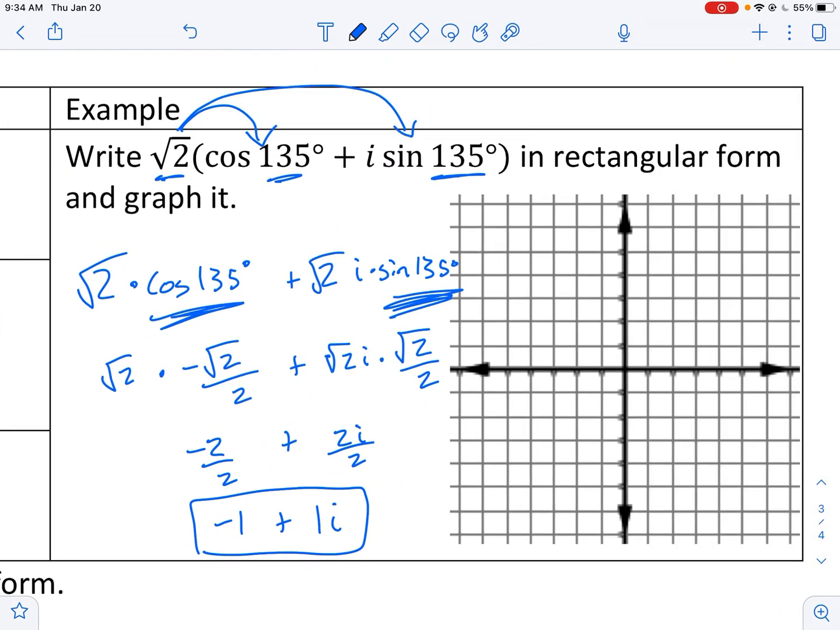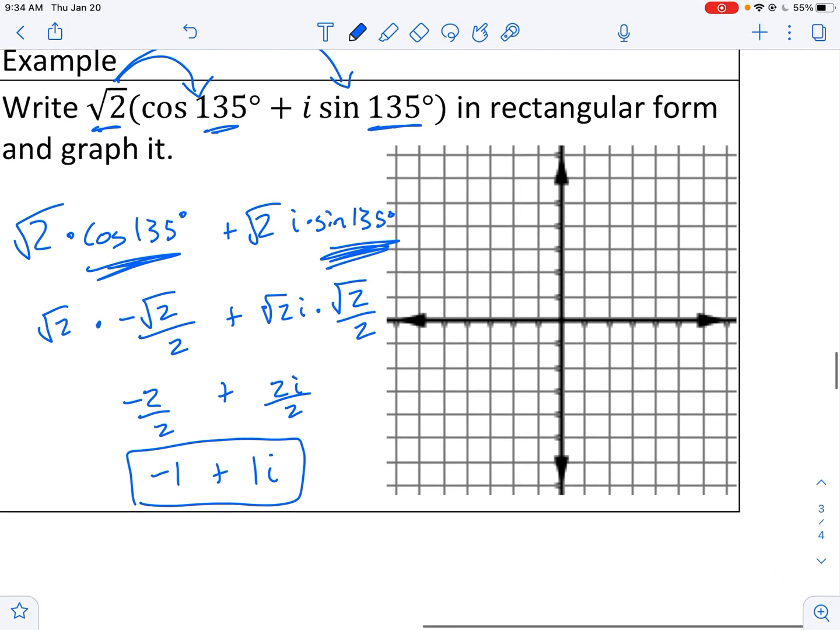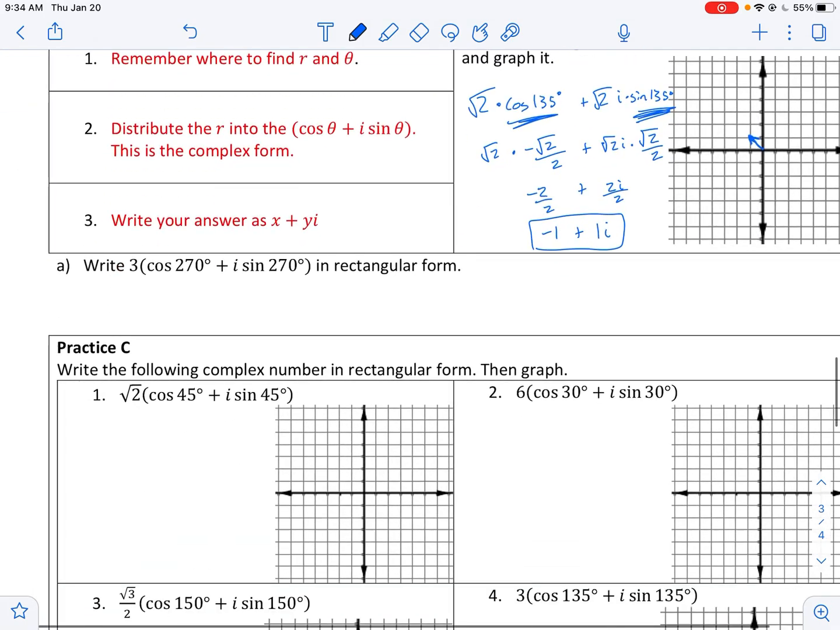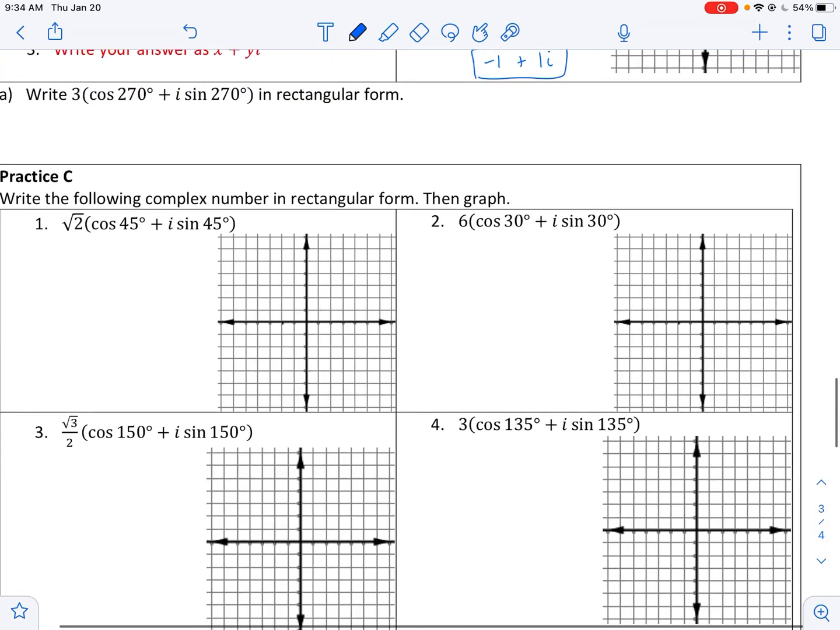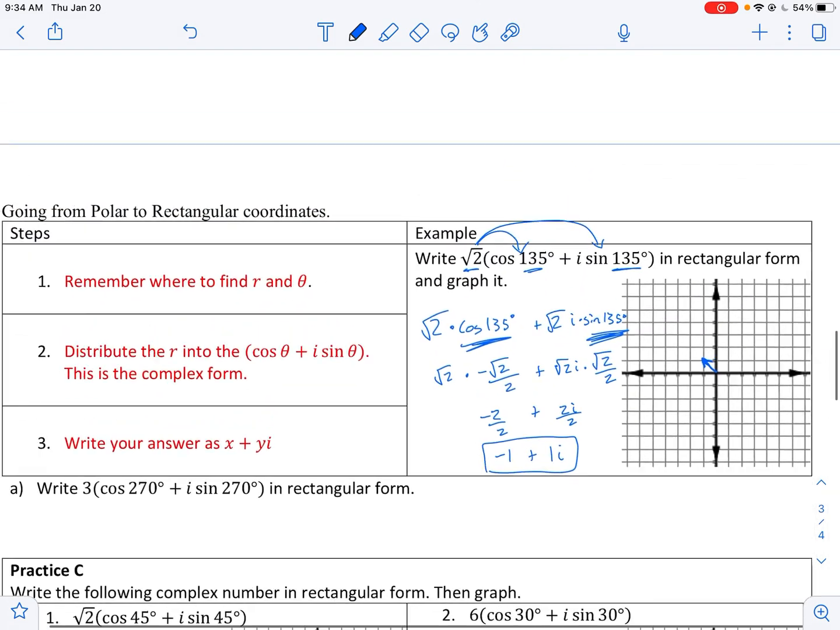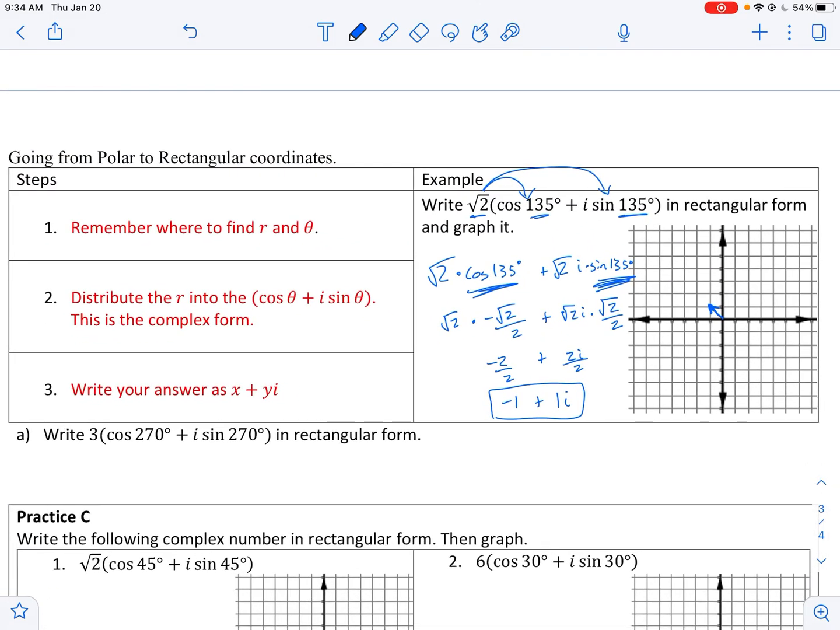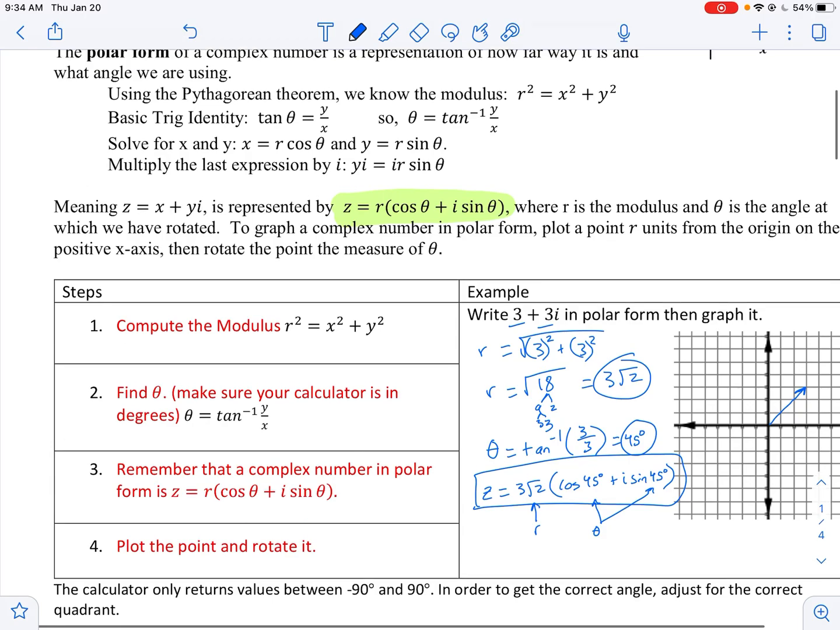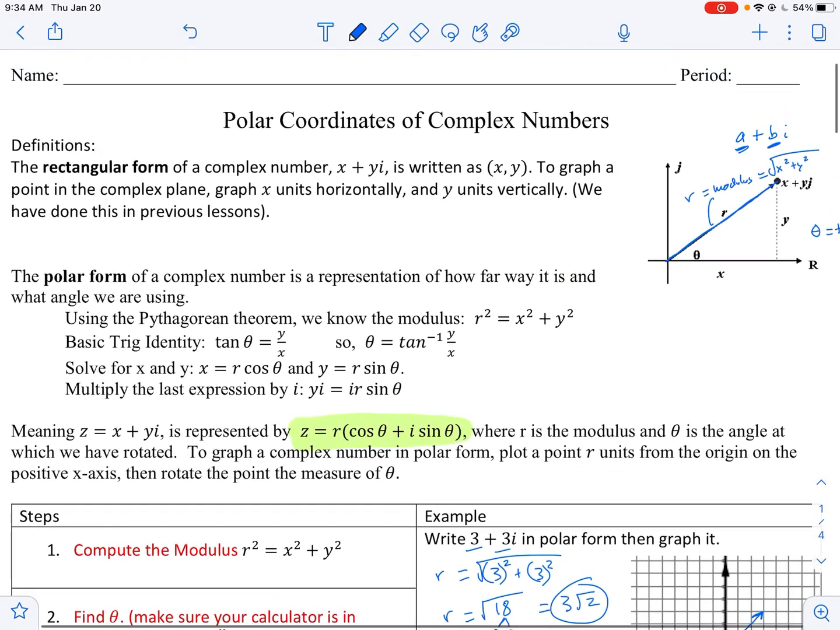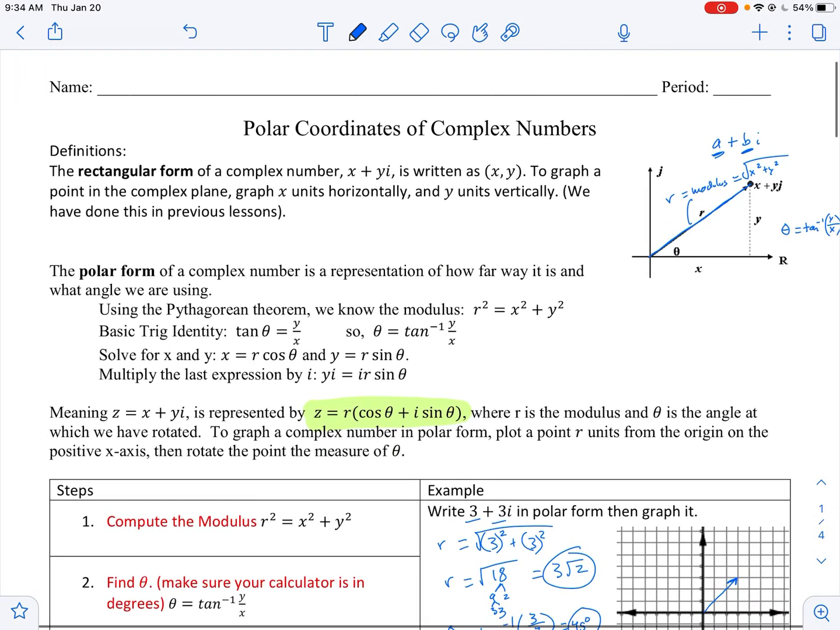So to get it into rectangular form, you just need to distribute and simplify the expression down. But now we got -1, 1 is here, and we got a graph pretty quickly. Just draw a vector that goes to -1, 1. Hooray! So yeah, pretty quick there, and these ones are a similar vein. Just distribute and simplify things down. So there you go. There's complex numbers in polar form, which is different, but it's dealing with complex numbers and polar coordinates all together.